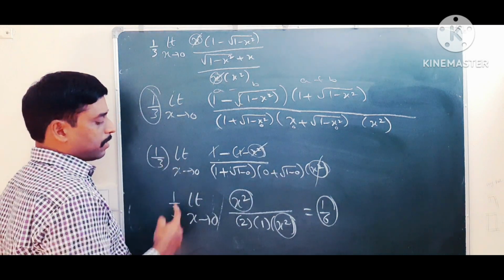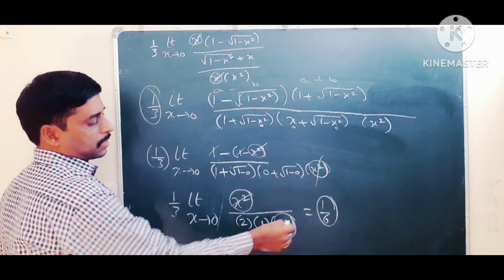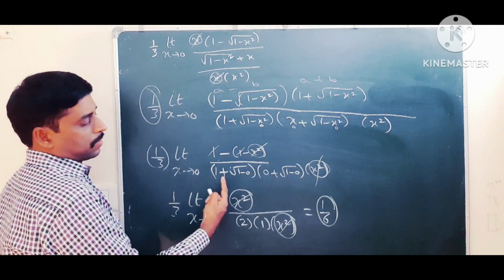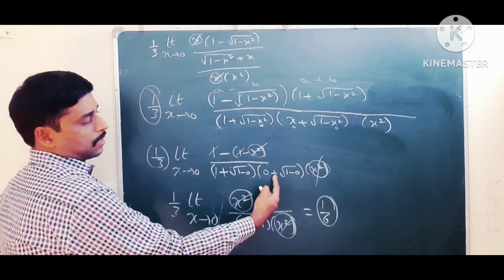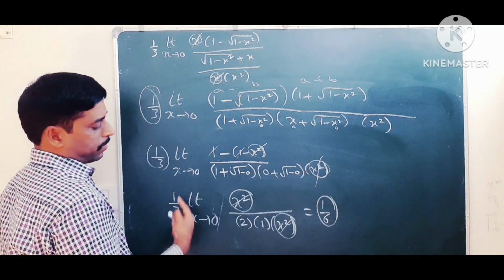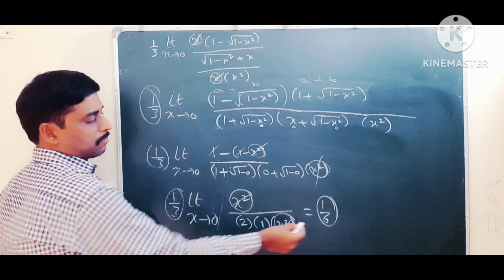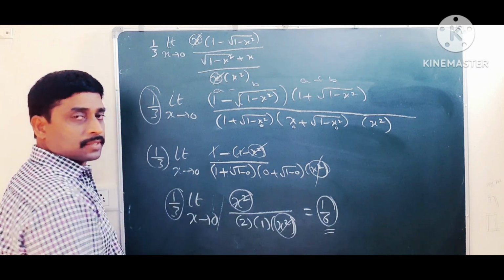So what we get here? 1 by 3 times of, here x square cancelled. So 1 by 3 times of 1 plus 1, 2. Here 1 times 0 plus 1, 1. So what we get here? 1 by 3 into 1 by 2. We get 1 by 6 as the answer.